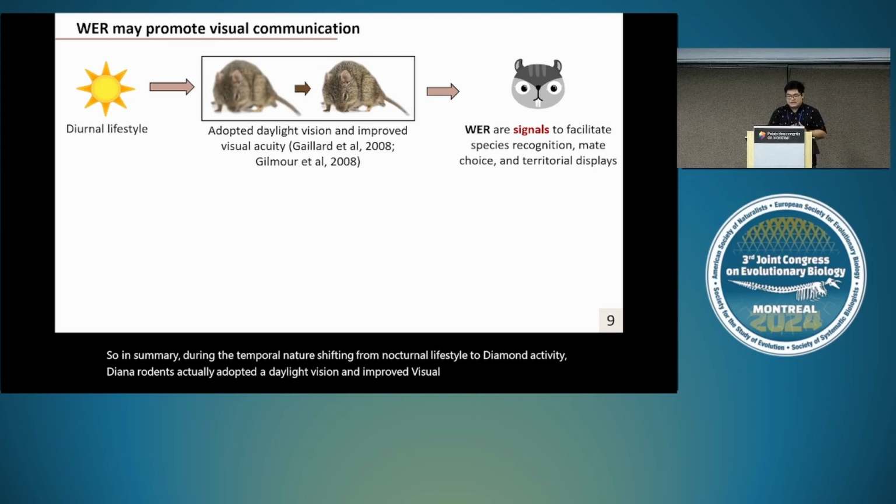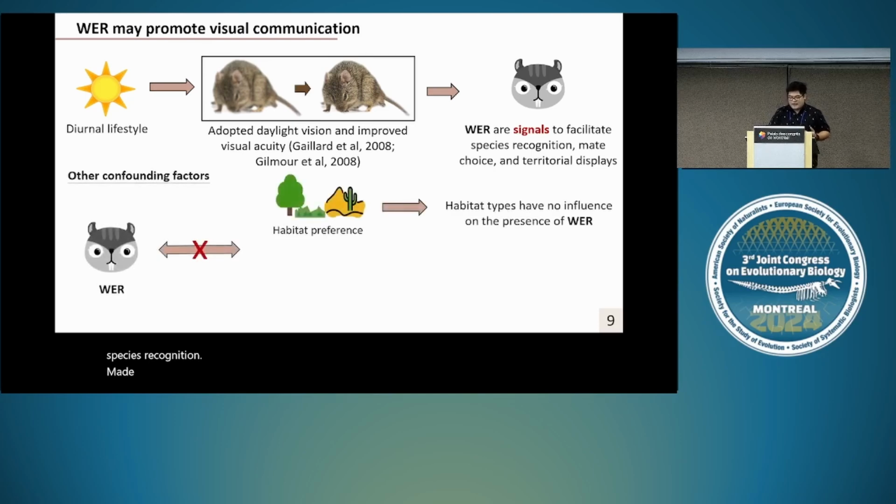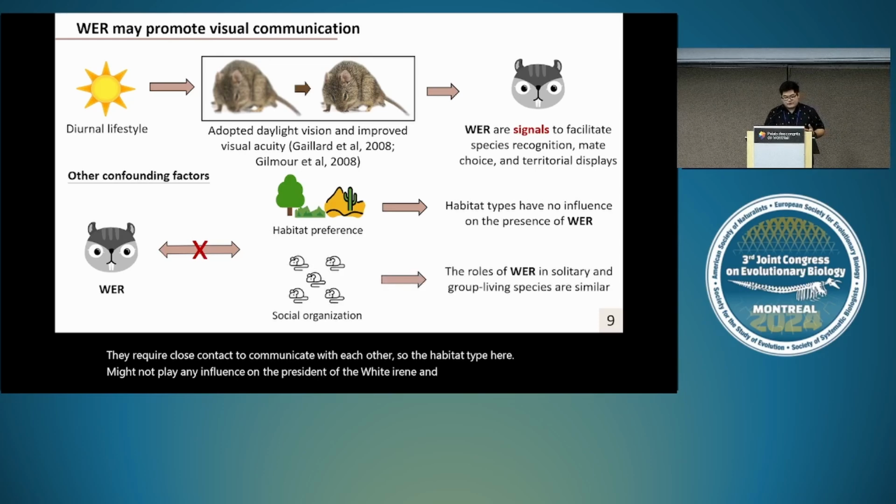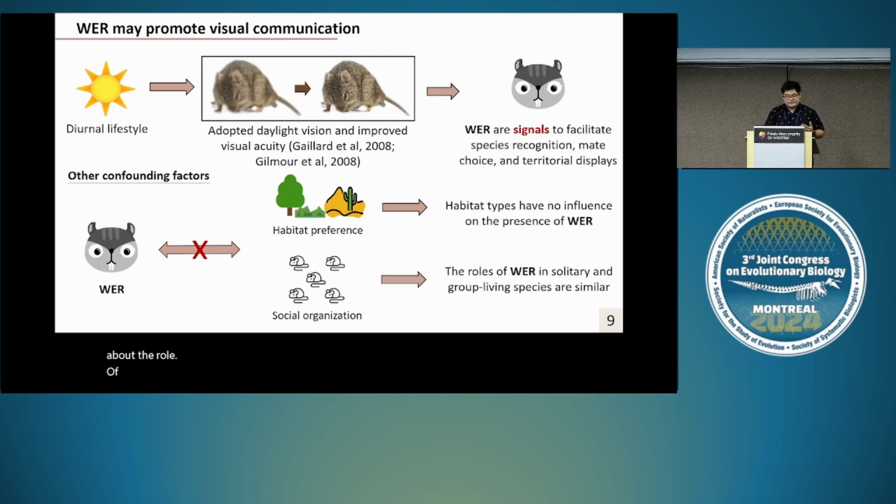Thus, in this study, we propose that the prevalence of the white eye-ring may provide a visual signal to facilitate species recognition and mate choice. But given that rodents have relatively small body size, they require close contact to communicate with each other. So the habitat type here might not play any influence on the presence of the white eye-ring. And also, the role of the white eye-ring in solitary and group-living species seems to be similar.